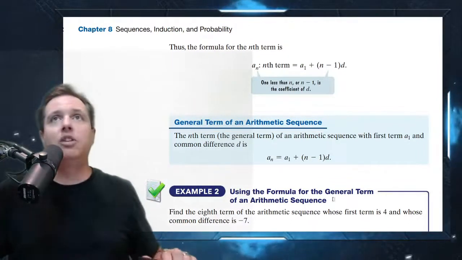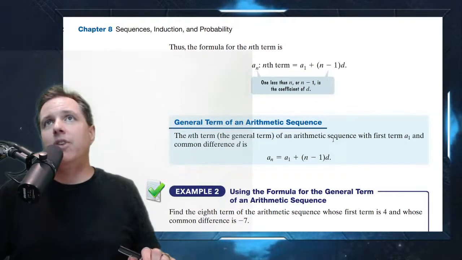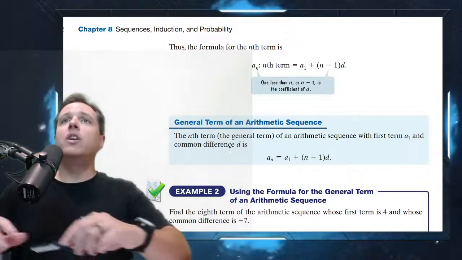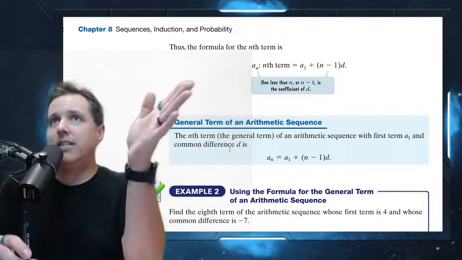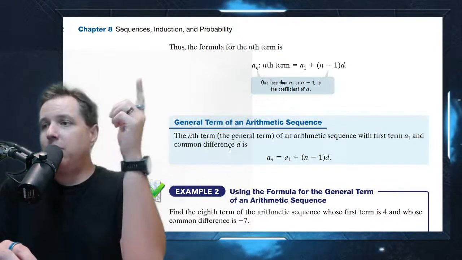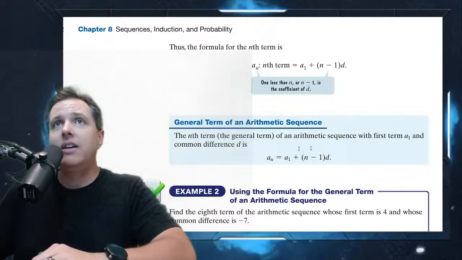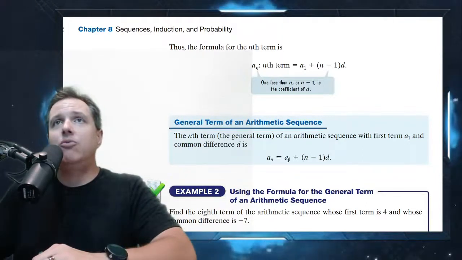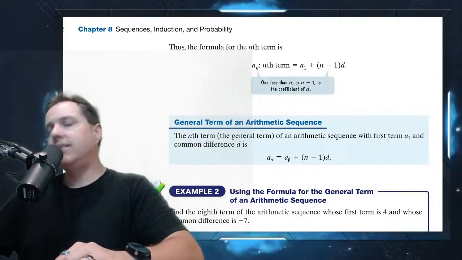Well, here's your formula for the general term of an arithmetic sequence. So the nth term of an arithmetic sequence with first term a sub 1 and common difference d is given by the following. So if I gave you a problem and said, okay, your first term in the sequence is 5 and your common difference is 12, and I asked you for the 10,000th term in that sequence, then you'd say, okay, a sub 10,000 is equal to, I should have written them down. I forgot which numbers I said. Did I say 7 and 12?